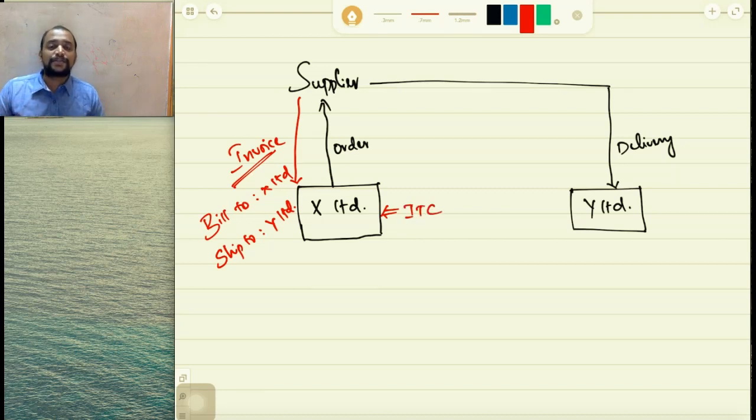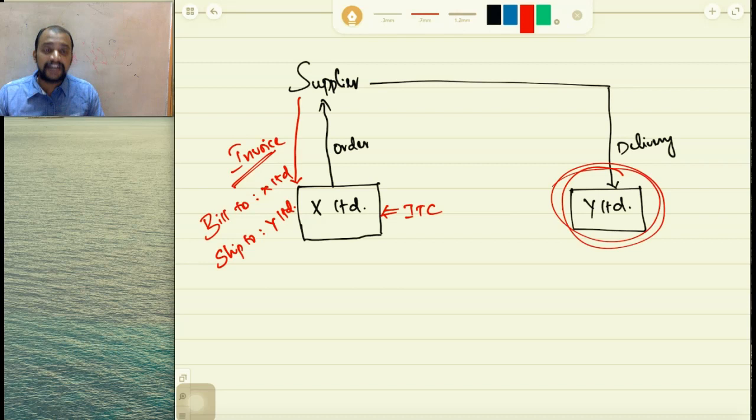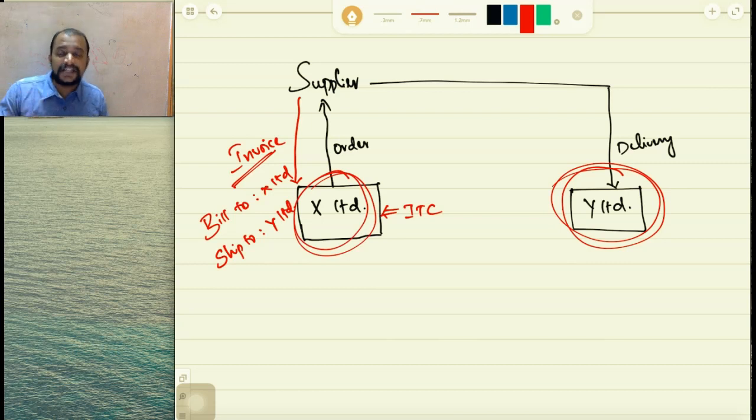But they are not received. So a deeming fiction is created. What is a deeming fiction? The day when Y Limited received the goods, it is deemed that X Limited has received the goods. The day when shipping address has received the goods, it is deemed that the billing address has received the goods and the billing address can take the ITC. So this is with respect to bill to ship to transaction.